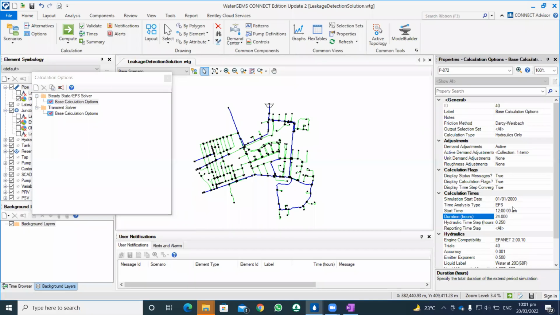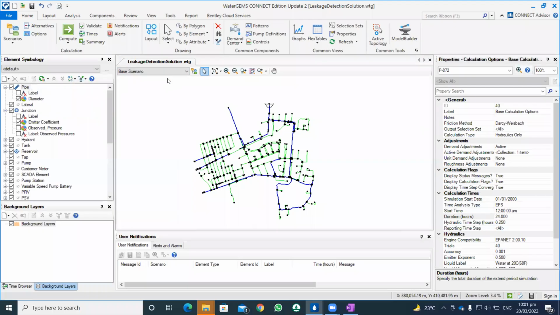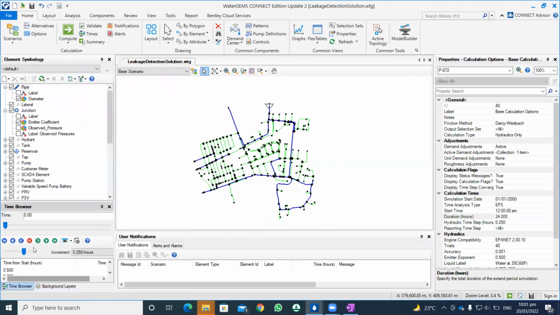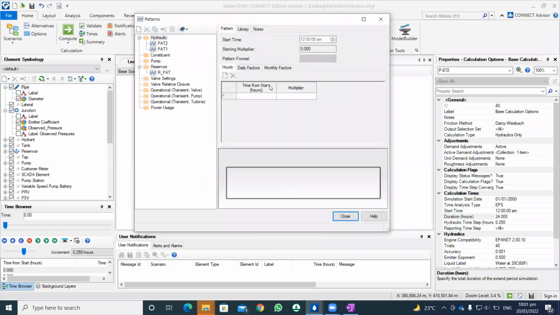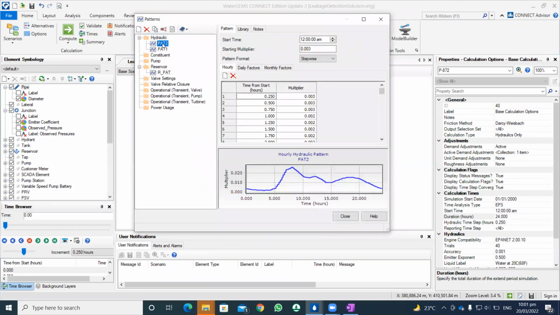So you can design these values here. For running an extended period simulation, you can control here the different time periods of your simulation. And to run the extended period simulation, you have to design the different demand patterns. I will show you what that means in a separate lecture, inshallah.